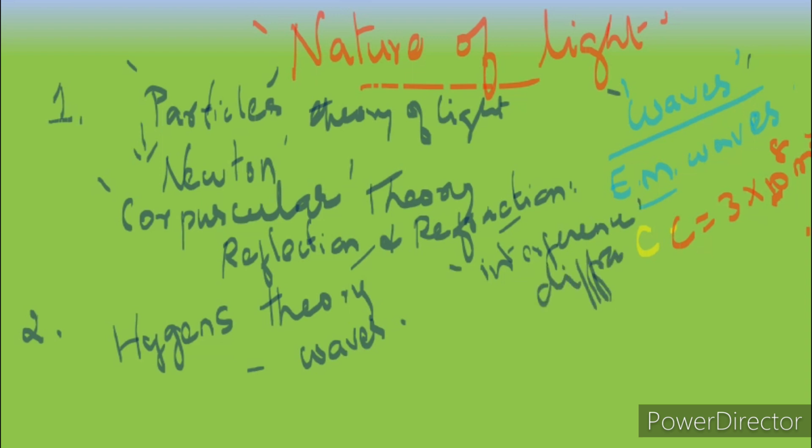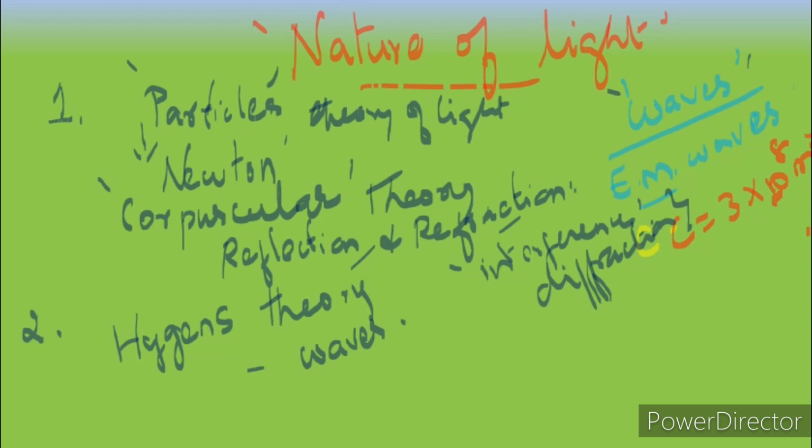We'll be learning about these properties in detail in 12th standard. So about some of the properties of light, Newton's theory could not explain clearly. So Huygens proposed a theory, called Huygens' theory of nature of light.